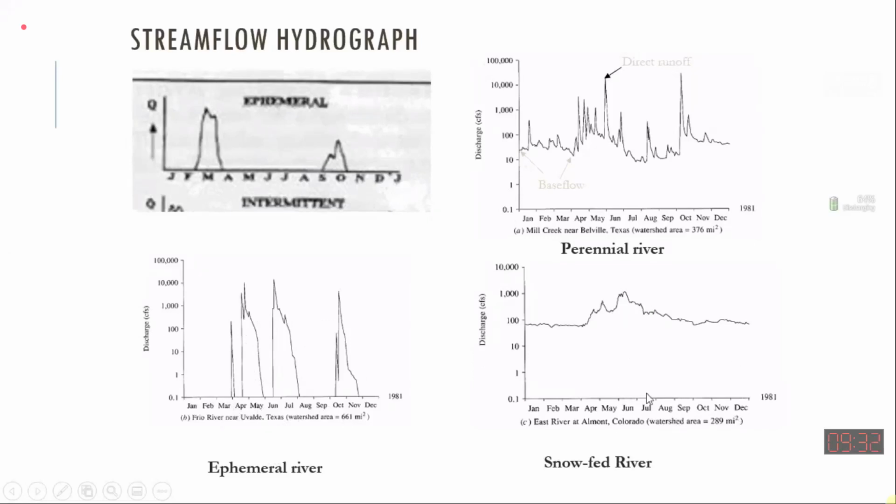This we call a snow-fed river. You see, a rain-fed river has sharp peaks, and snow-fed will have relatively smoother flow, not much fluctuation, as compared to the rainfall stream. So these are the snow-fed rivers. When the summer season comes, they increase, and slowly they reduce as the winter season comes. They are also having a base flow over here.